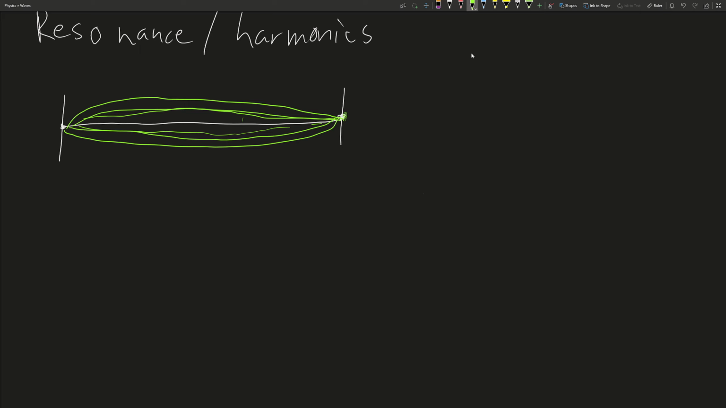So for a string with both ends fixed, it will vibrate with something like this. The only wavelengths that fit are where both ends are nodes. So, string with both ends fixed.